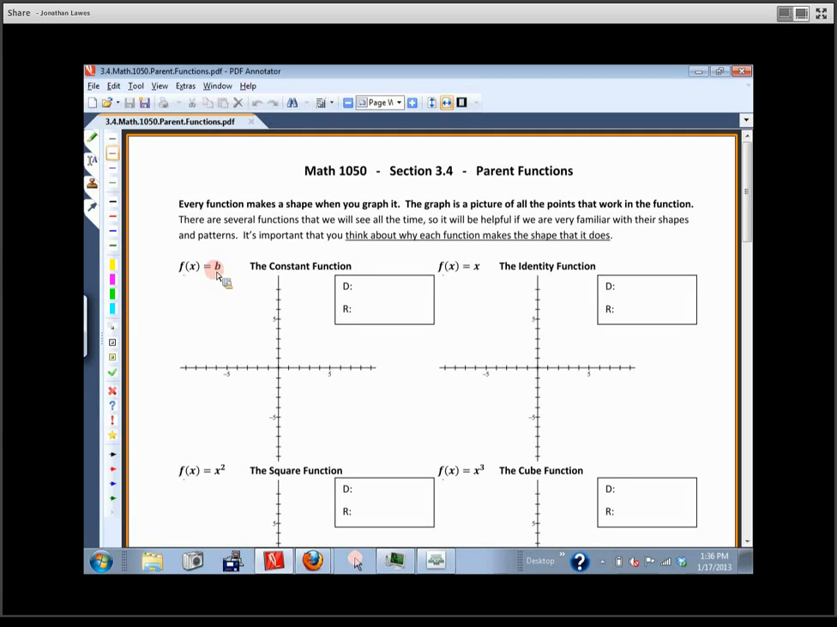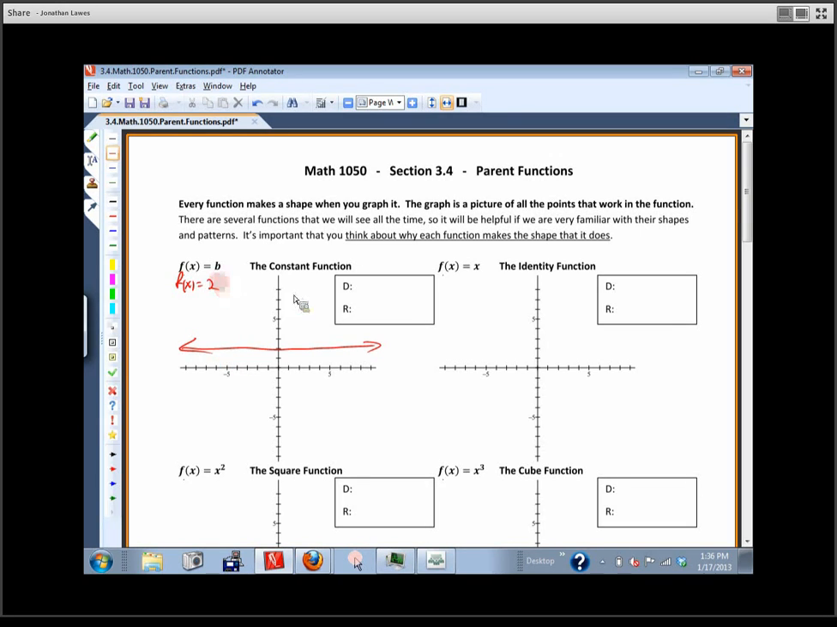Now, I'm going to do a numeric example for this. So we're going to do f of x equals 2. Now, if f of x equals 2, that's the same as saying y equals 2. This would be a horizontal line. It would look just like this. So there's f of x equals 2. There's our constant function. Again, it has the name constant because it's always the same. It's constantly the same function value. It doesn't increase, it doesn't decrease, it just stays constant.